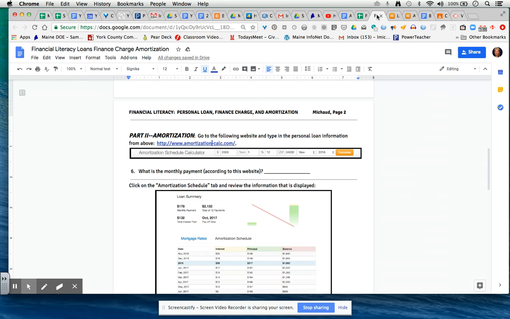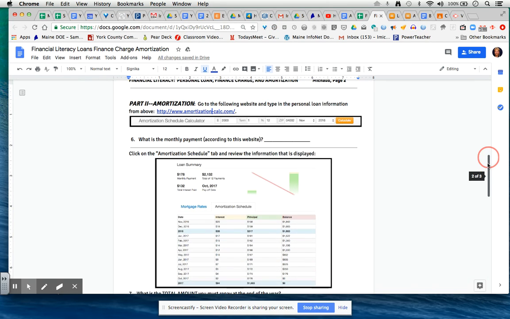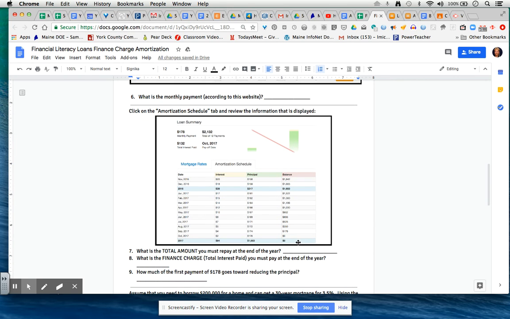So when we come back here on this sheet, what is the monthly payment? You're going to enter that in, okay? It's $178. And then what's the total amount that you must repay at the end of the year? $2,132. What's the finance charge? $132. And then question 9 is how much of your first payment of $178 goes toward reducing your principal? So right up here, $158 does. That goes to the principal.